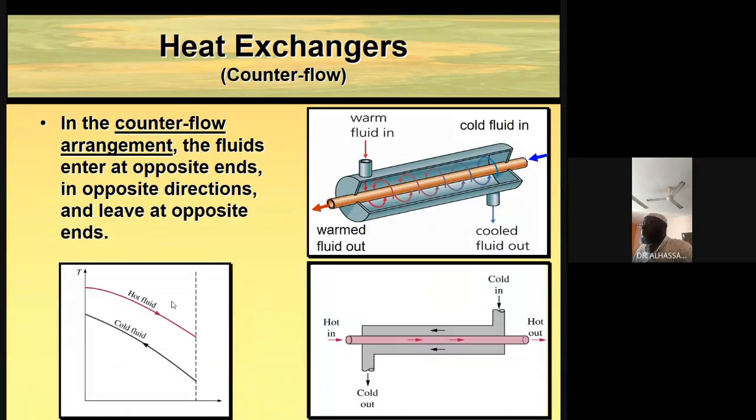For a counterflow, both fluids are moving in opposite directions. In counterflow, this one is moving in this direction and the other one in the opposite direction. Again, the cold fluid's temperature starts increasing and the hot fluid's temperature starts reducing, in this way. So that's the classical difference between the two.